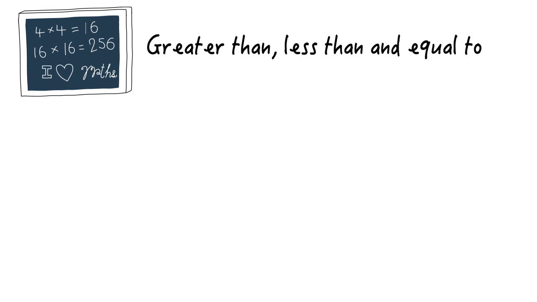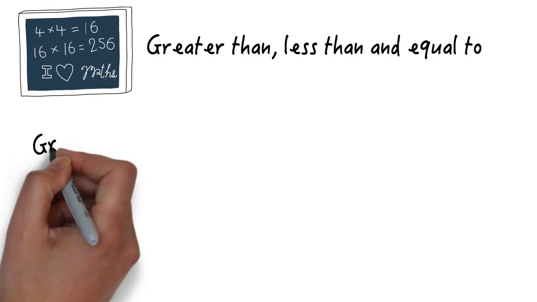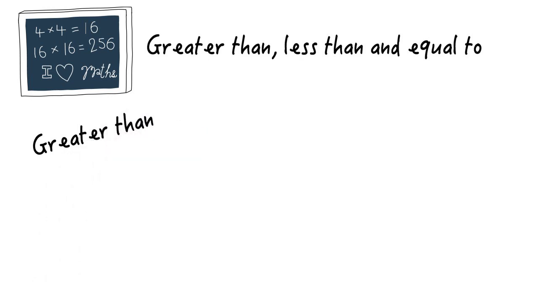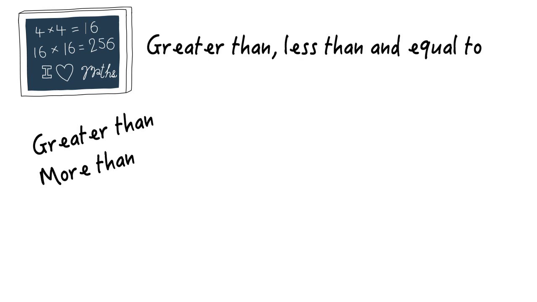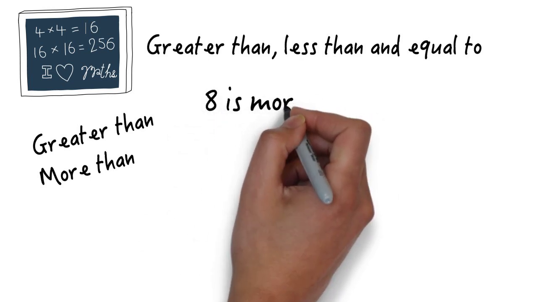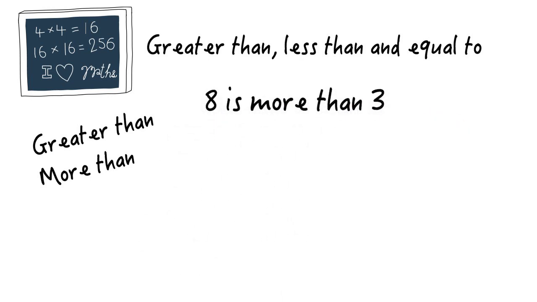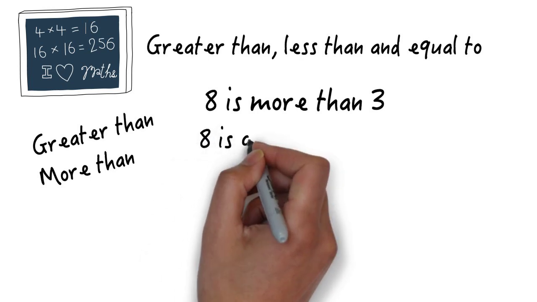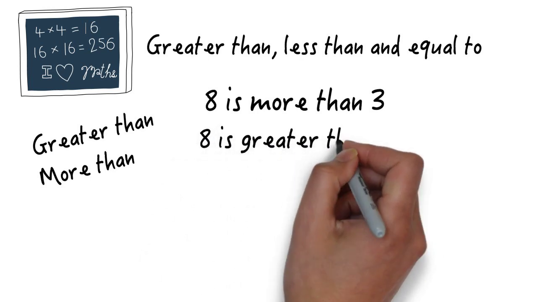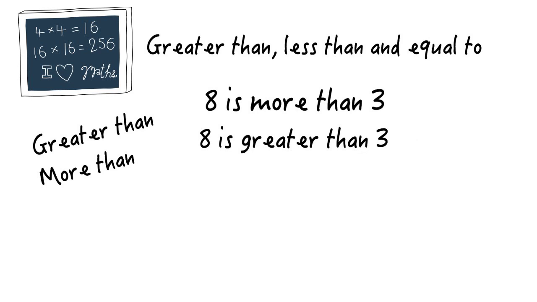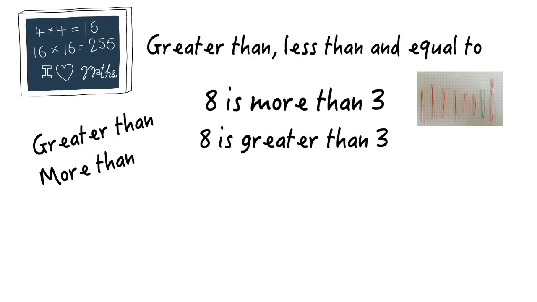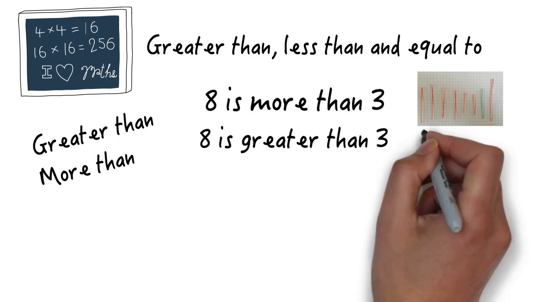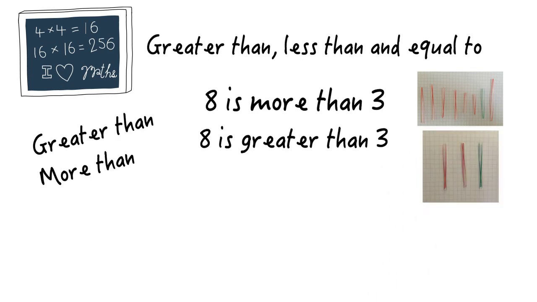Let's start by talking about greater than. Greater than is just like saying more than. So we could say that 8 is more than 3, or we could say that 8 is greater than 3. And we know that 8 is greater than 3 because when we get 8 objects and 3 objects, we can see that 8 has more, has a higher value.